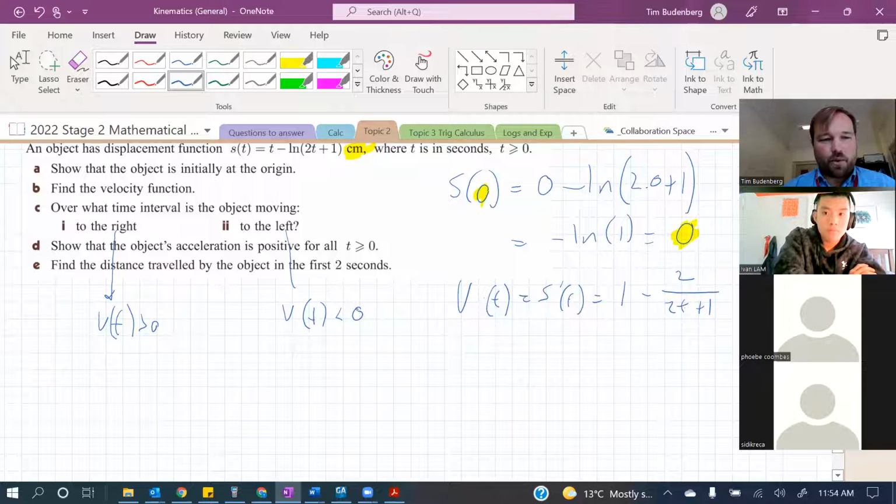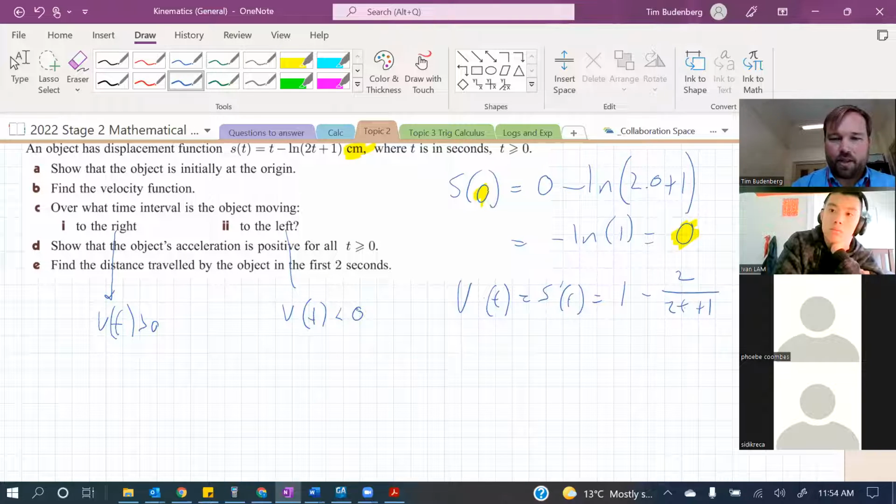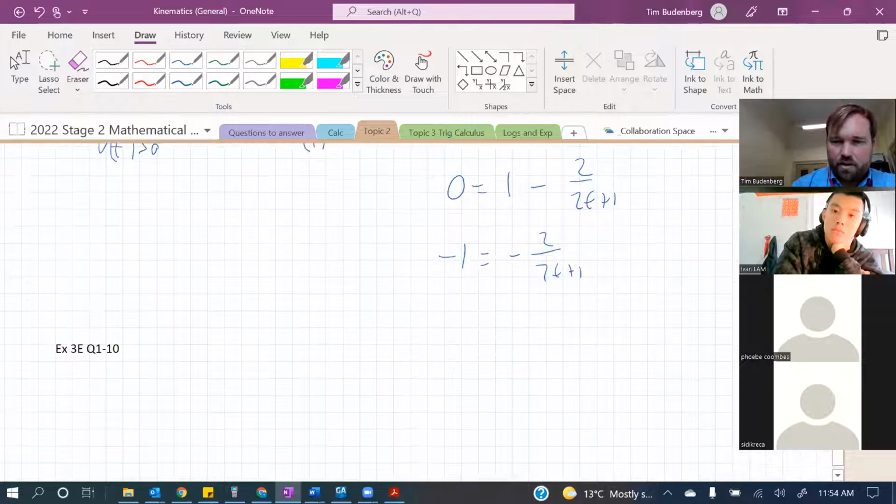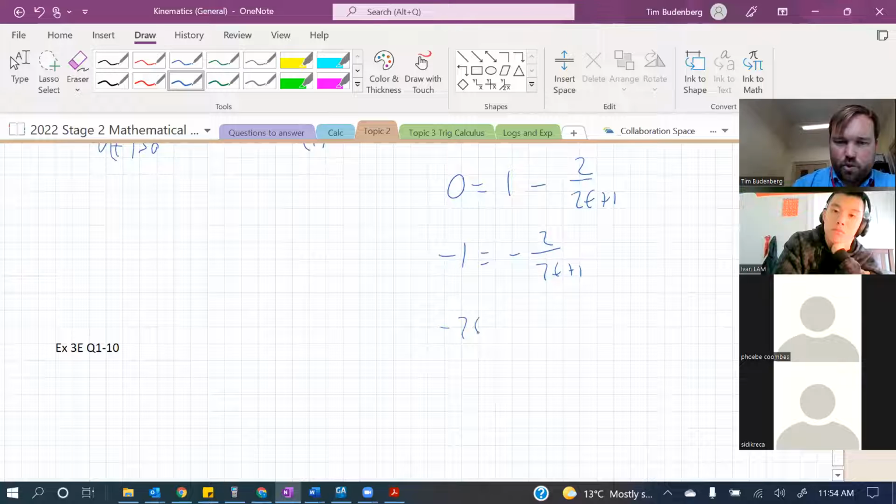What this is leading us towards is to draw a sign diagram for v of t, work out when it's positive and when it's negative. So let's work that out. 0 equals 1 take 2 on (2t plus 1). Minus 1 equals minus 2 on (2t plus 1). Minus 2t minus 1 equals minus 2. Are you happy that I've multiplied that bottom up to here?